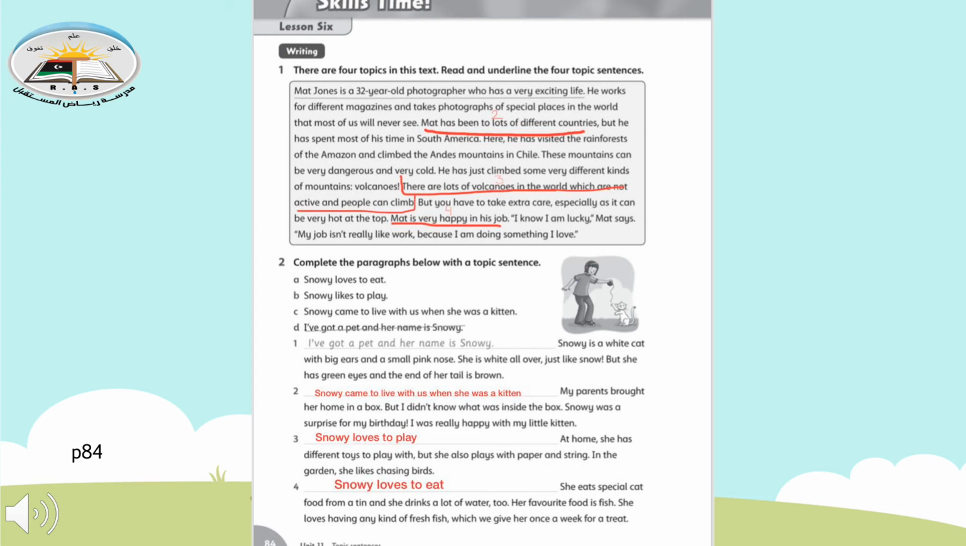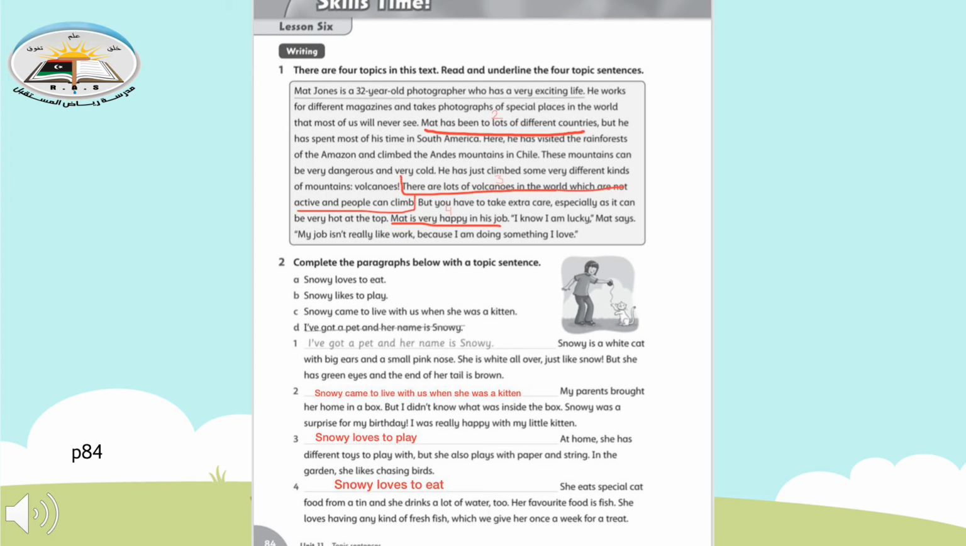Number 3, space. At home, she has different toys to play with, but she also plays with paper and string. In the garden, she likes chasing birds. So with number 3, we take B. Snowy likes to play.